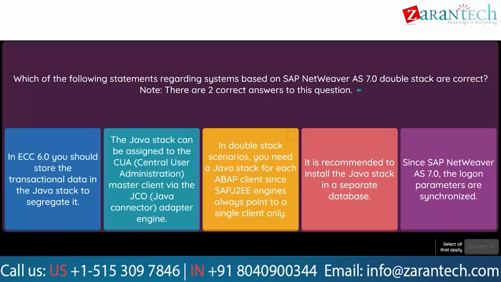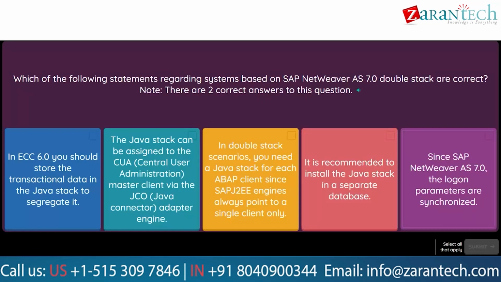Java Connector, Adapter Engine. Option 3, in double stack scenarios, you need a Java stack for each ABAP client since SAP J2EE engines always point to a single client only. Option 4, it is recommended to install the Java stack in a separate database. Option 5, since SAP NetWeaver AS 7.0, the logon parameters are synchronized.